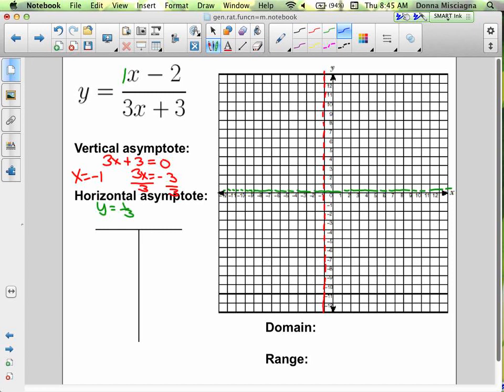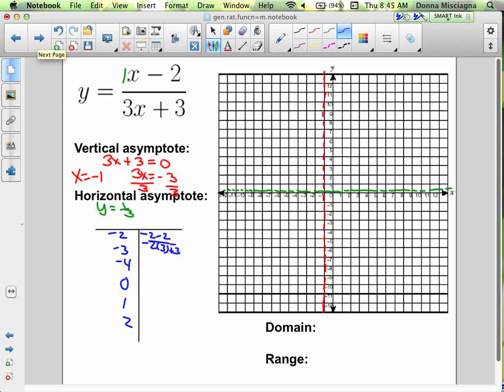We'll plug in some on either side. We'll plug in -2, -3, and -4, and hope for the best. And then on the other side, we'll plug in 0, 1, and 2 and see what happens. And if we think of something better than the ones we have here, then we can do that. All right, so we have -2 minus 2 over 3 times -2 plus 3.